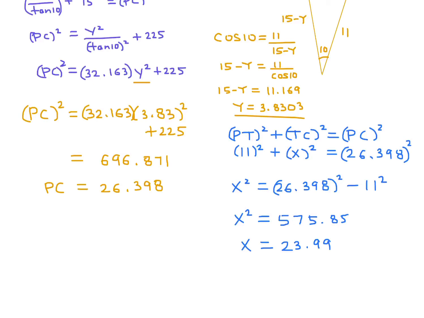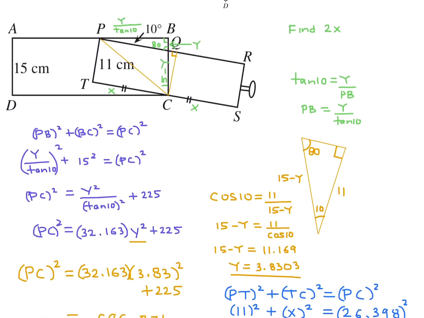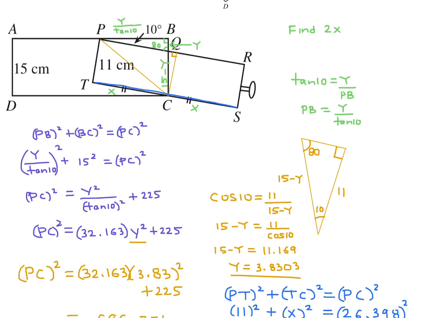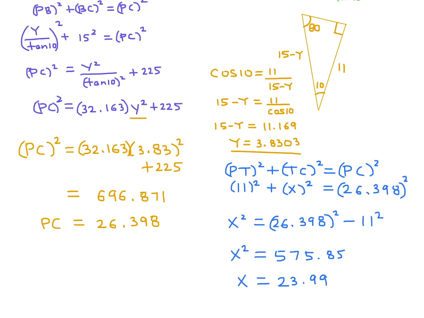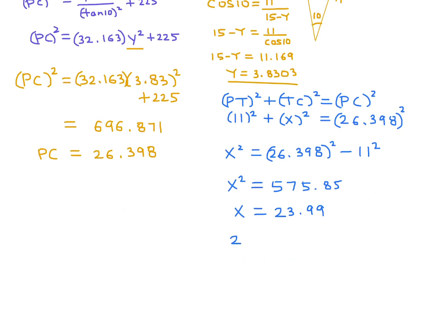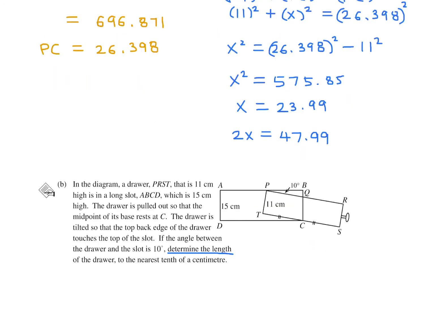And what do we want to figure out in this question? The whole length, right? Well, I just figured out x. The whole length, I wrote it in the beginning, is 2x. So therefore 2x is equal to 2 times that, which is 47.99. Determine the length of the drawer to the nearest tenth of a centimeter. All right, well, to the nearest tenth of the centimeter, it would probably just be 48.0. So there you go. That's the answer.